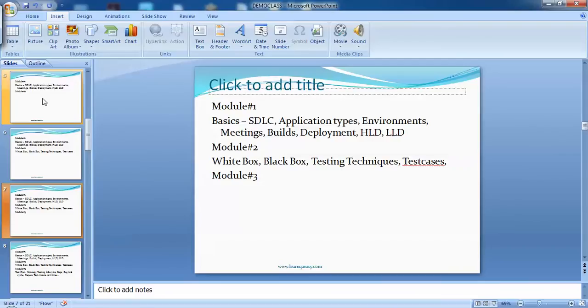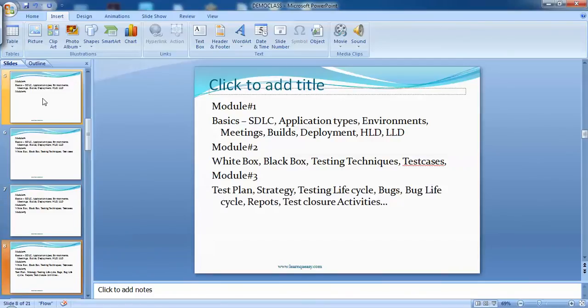Module number 3, advanced level topics in testing. Like what is test strategy, how to plan your testing, what is test plan, different phases in the testing life cycle, bugs, different phases in the bug life cycle, how to prepare reports, and at the end of the testing, what are the activities you need to perform as a tester to sign off your product testing. So here I said bug.